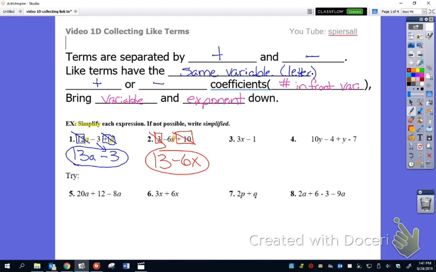Number 3. So I'm going to go through and look at the variables. On my variable, there's an x. The other one doesn't have an x. So this has a variable, that one doesn't. So I just have to put simplified. There's nothing I can put together.